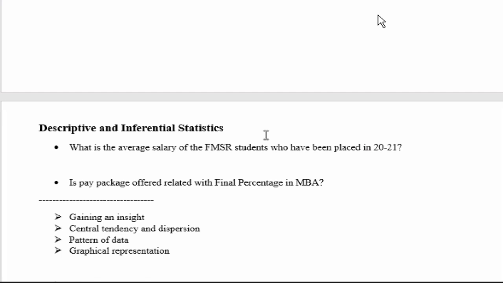So if we need to answer that type of question, then it is to be done not only on the basis of collecting data, analyzing it, and describing the results, but on the basis of some statistical analysis. So that becomes your inferential statistics or inferential analysis.